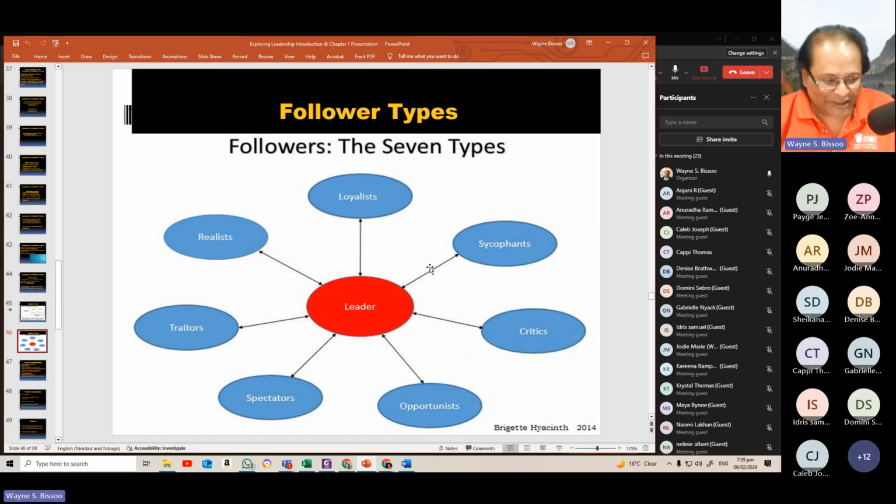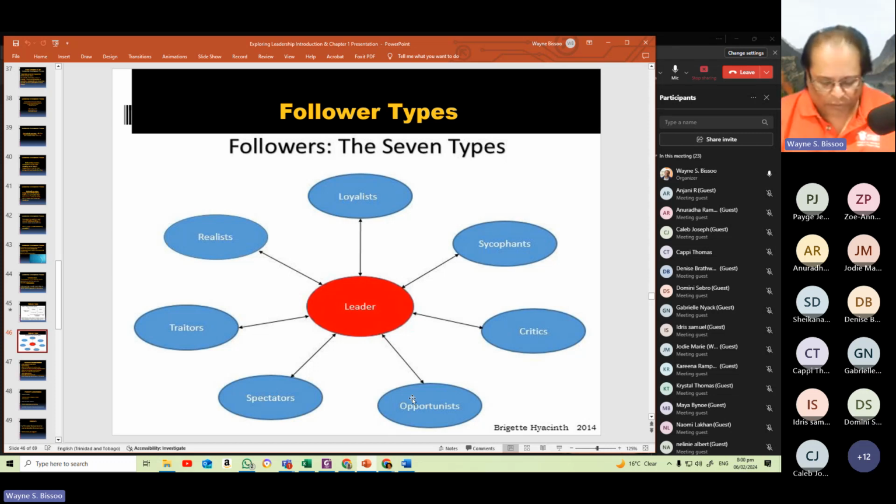So another methodology, a different model, is the Hyacinth model of evaluating followers. This comes from a more political background where the leader has around him seven different types of followers: loyalists, sycophants, critics, opportunists, spectators, traitors, and realists. So if a leader is able to evaluate the people around them and pigeonhole them into whatever category, knowing the type of follower they are gives you power in terms of how to deal with them and how to manage them, especially in political organizations. This is going to be important for you to look at.